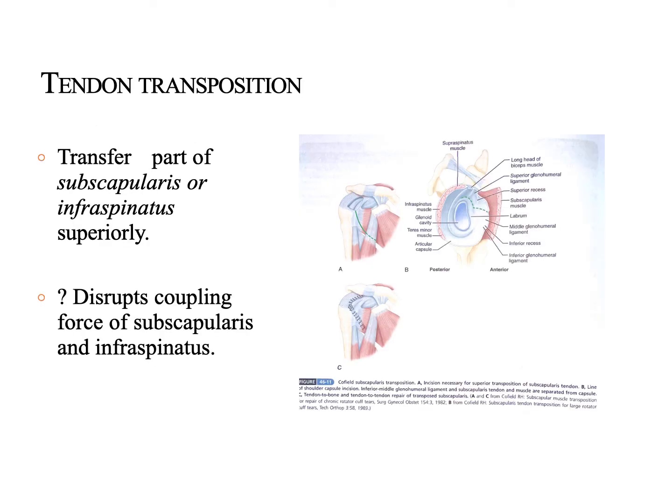This is a picture showing tendon transposition. Here part of the subscapularis or infraspinatus is transferred superiorly, which disrupts coupling forces of the subscapularis and infraspinatus. So we can see here that the supraspinatus and infraspinatus tendons are sutured superiorly over the humerus.